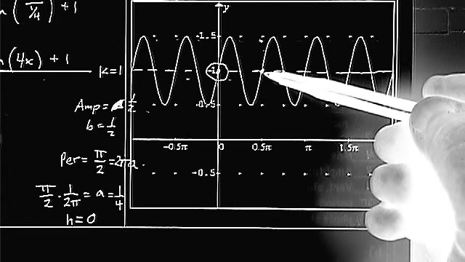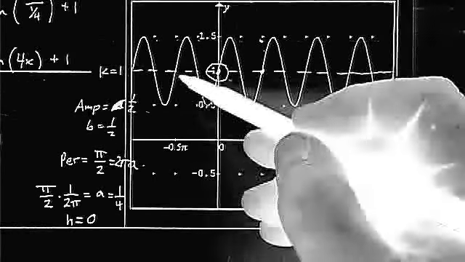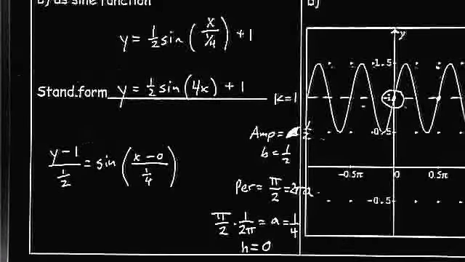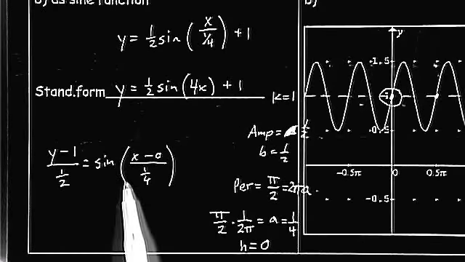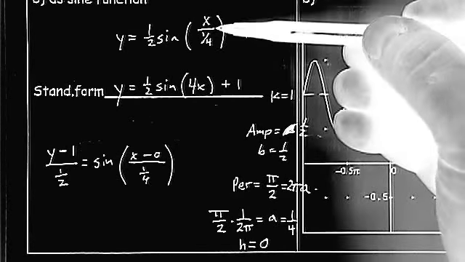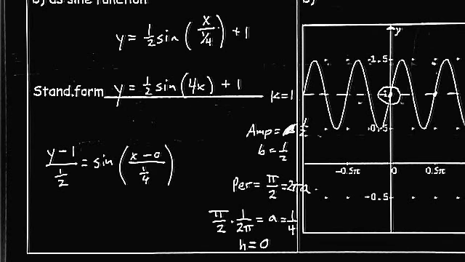If you chose an H value of pi over 2, you wouldn't be wrong. Or even negative pi over 2, but I chose 0. So I wrote my equation, factored form, standard form. Some of you would probably write it like x over 1/4. Some of you would multiply by 4. It's completely up to you on that one.